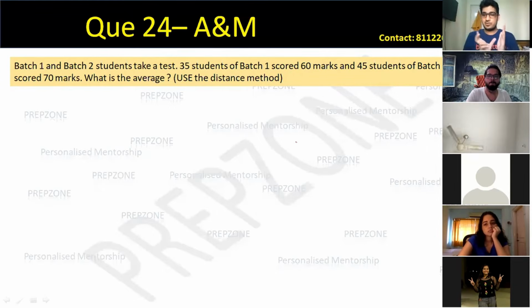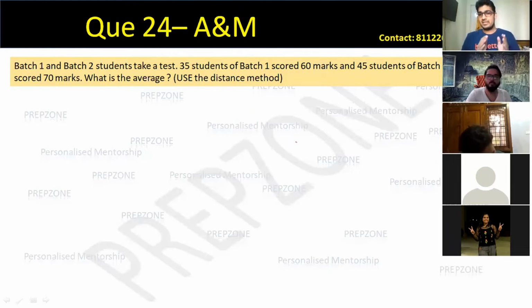The distance between them is 10 units. I have to divide this 10 units into some ratio. That ratio will be the inverse ratio of the quantities. The ratio of the quantities is 35:45, which is 7:9, so the ratio of the distance will be 9:7. So it will be 9/16 into the distance, which is 10 units. So 90/16 will be added to the lower limit, which is 60. So 60 plus 90/16 will be my answer.